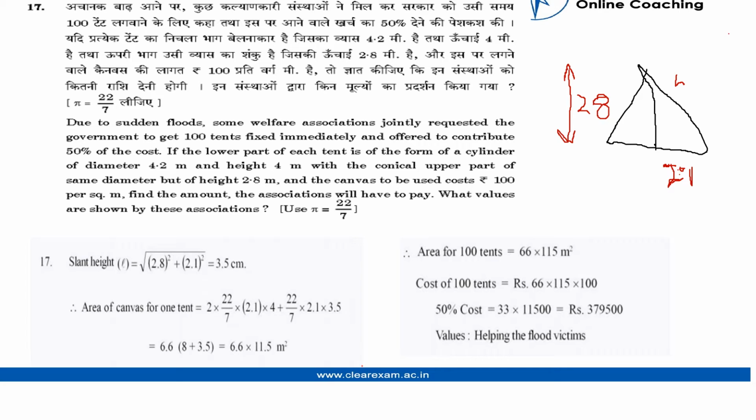The question is, due to sudden floods, some welfare associations jointly requested the government to get 100 tents fixed immediately and offered to contribute 50% of the cost.